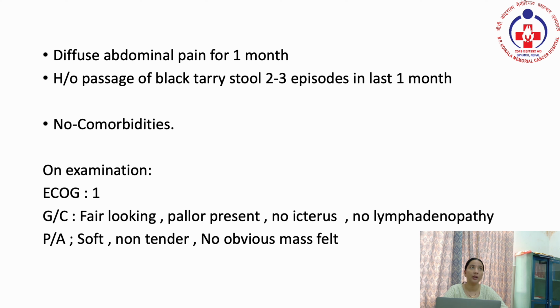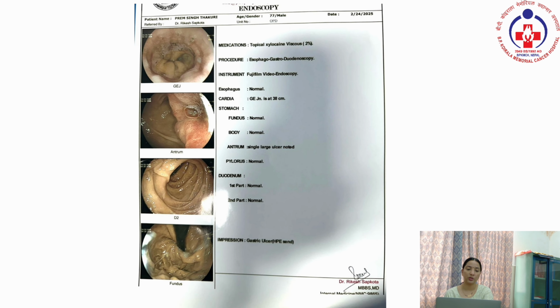for about 1 month, and also gives a history of black tarry stool, 2 to 3 episodes in the last 1 month. He did not have any comorbidities. His ECOG score was 1. His general condition was fair looking, but pallor was present. No icterus, no lymphadenopathy. On abdominal examination, abdomen was soft, non-tender, and no obvious mass was felt.